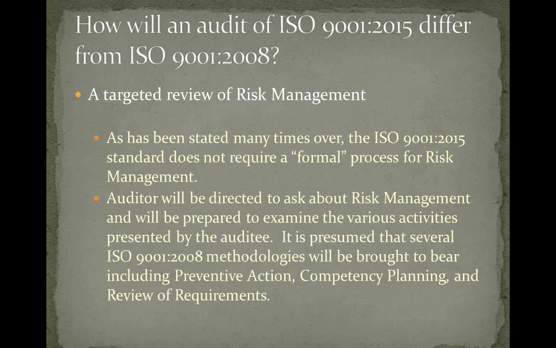The audit does include a targeted review of risk management. Now, we've said this many times over, a formal process for risk management is not required, but the auditor is directed to ask about risk management and has to be prepared to examine the various activities that are presented by the auditee. It is presumed that, as we've mentioned, there's a lot of things you're doing under ISO 9001:2008 that can constitute a fulfillment of this requirement: preventive action, competency planning, review of requirements. We are asking our auditors to bring up the topic, to ask about risk management, and be prepared to examine what is presented and to keep an open mind on what is presented.